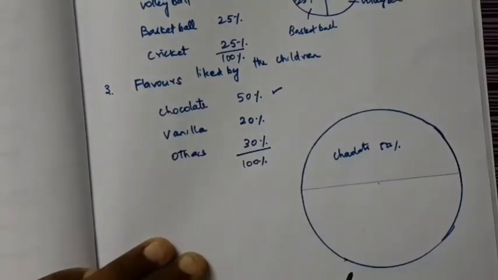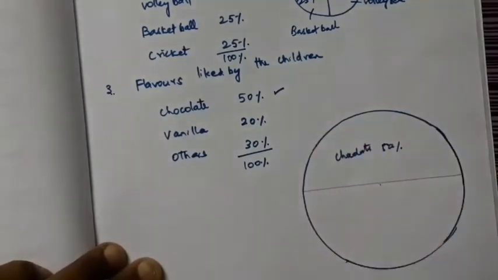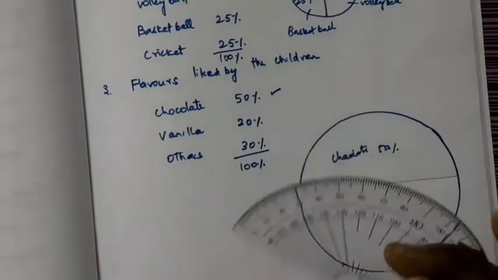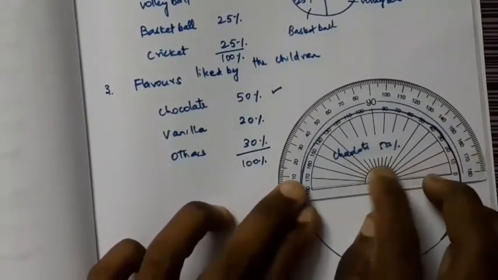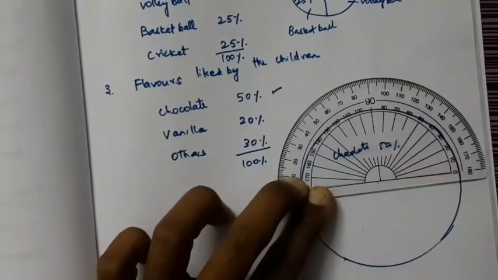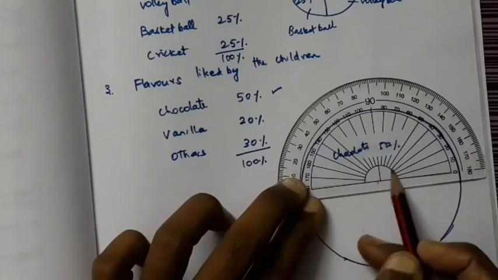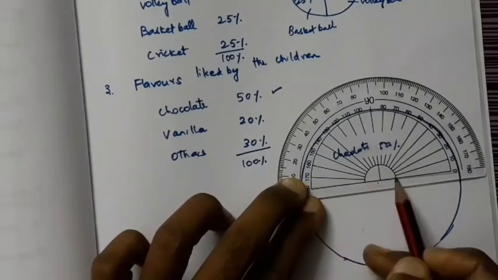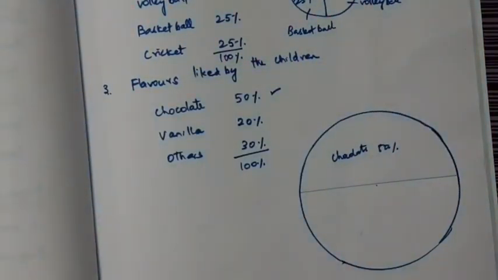How to do this is, we know that in a circle, what is the total angle? The total angle is 360. So you can see here, this is 180. This is a straight line and this is 180. From here to here is 180. If you take the full circle, it is 180 plus 180. The total angle is 360 degrees. Okay, from that we are going to find this.